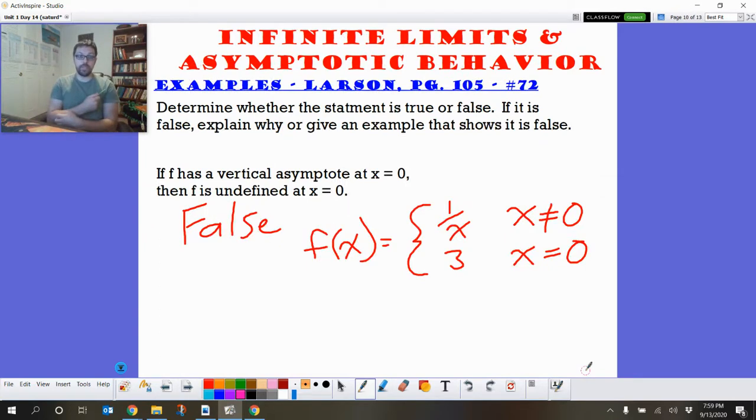This last one is just kind of like a sneaky little trick question. So if it has a vertical asymptote, it's undefined. You can have vertical asymptotes, but you just got to fill in the graph. You just got to fill in that little spot with a 3. So we have a vertical asymptote here. This limit would approach infinity on one side and negative infinity on the other, but then you just fill it in with something, a 3, whatever you need.